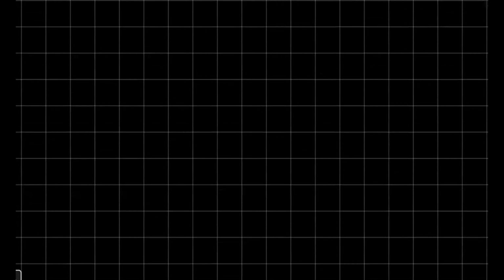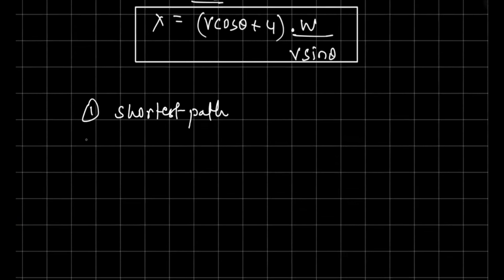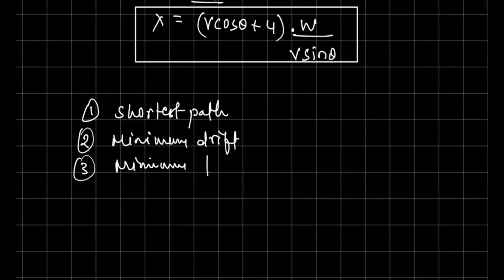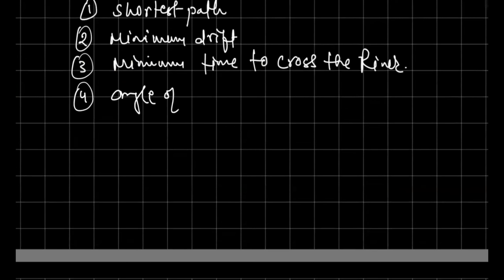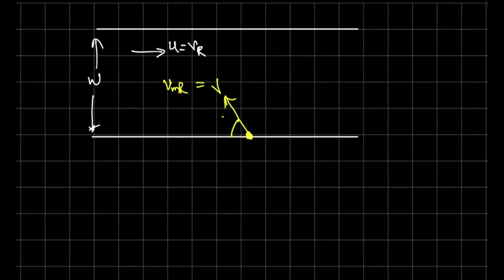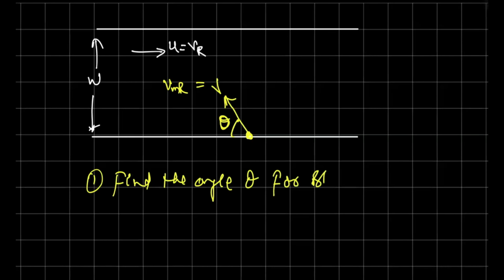Now we'll try to figure out the shortest path, second, the minimum drift, and third, they can ask for the minimum time to cross the river, and the angle of swimming. So this is again your river, and the width of the river is w. The velocity of the river is given to you, u. At this point a swimmer is going to swim with a velocity, let's say v, that is the velocity of man with respect to river, and let's say this angle is theta. So the first question: find the angle theta for the shortest path.